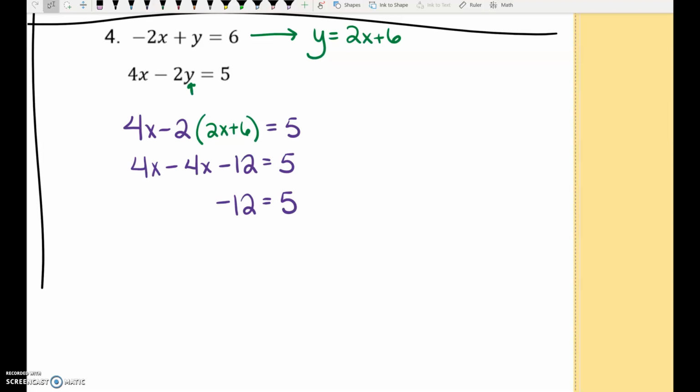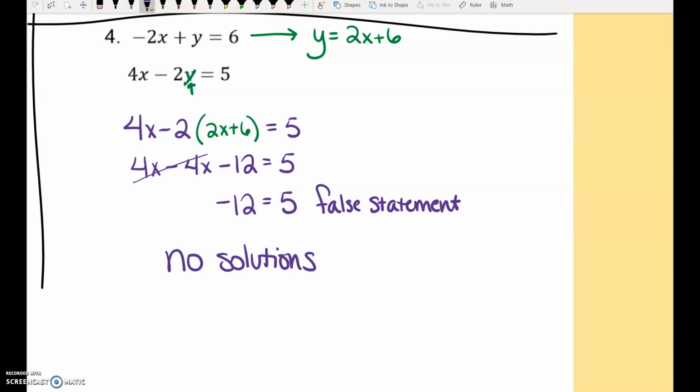So we're substituting the 2x plus 6 in place of this y in the second equation. When we distribute, our x's are going to cancel, and we're left with -12 equals 5. That is a false statement. That basically means that these two lines are very, very similar, but not exactly the same, which means they probably have the same slope, but they do not have the same y-intercept. This means that there are no solutions. These are parallel lines that will never meet.